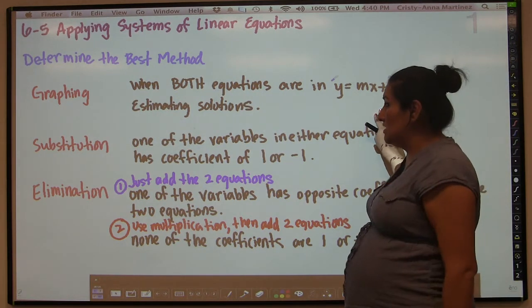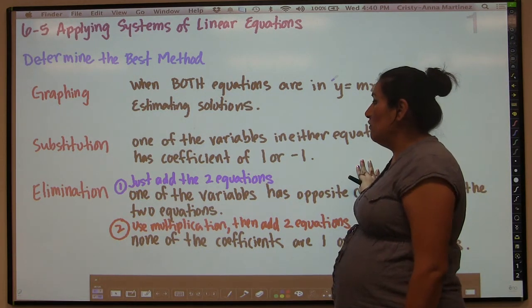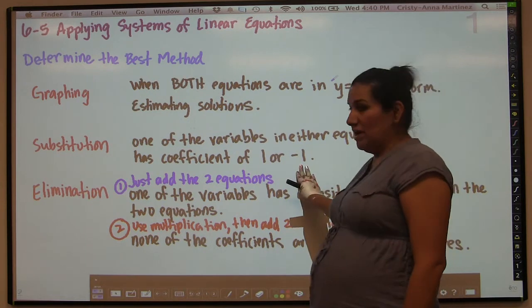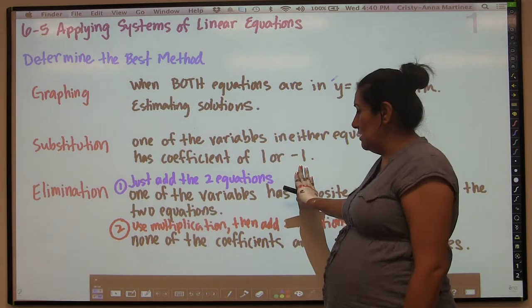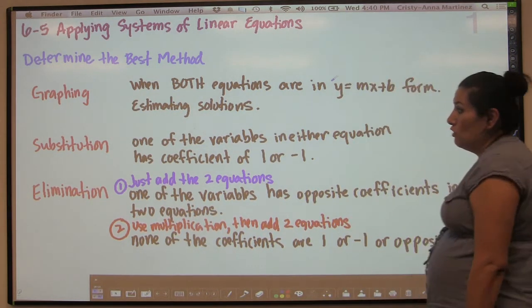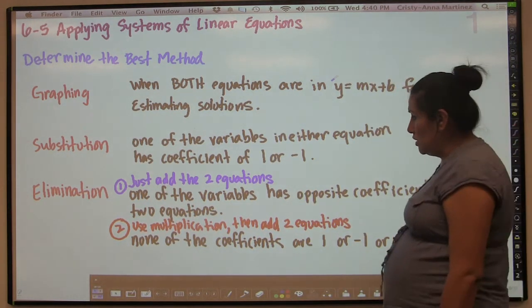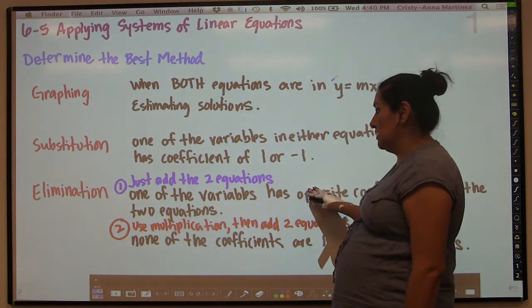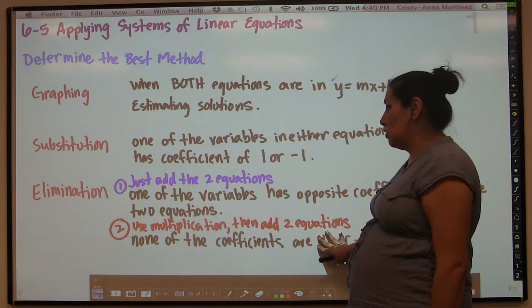For substitution, you want to use it whenever one of the variables in either of the equations has a coefficient of 1 or -1, and we did that in the 6.2 lesson. And then 6.3 and 6.4 we spent doing elimination, and there's basically 2 tiers of elimination. There's the easier one, which is the first tier here, and the second one where it gets more complicated.